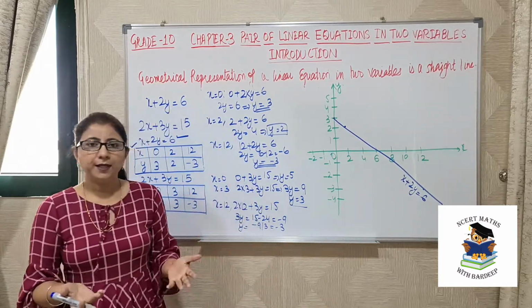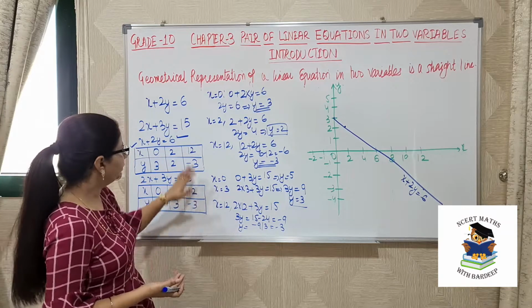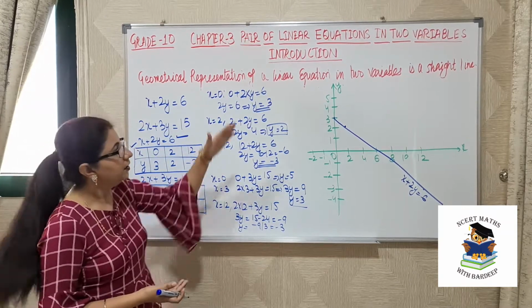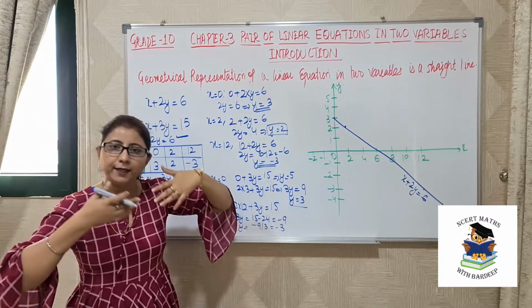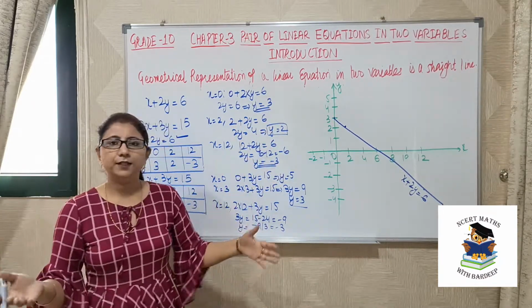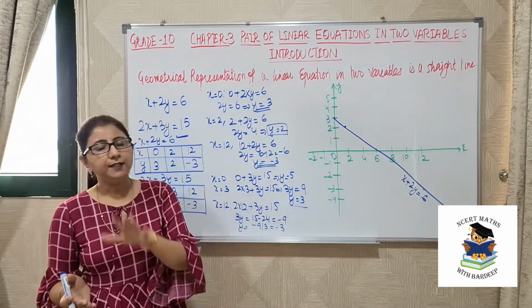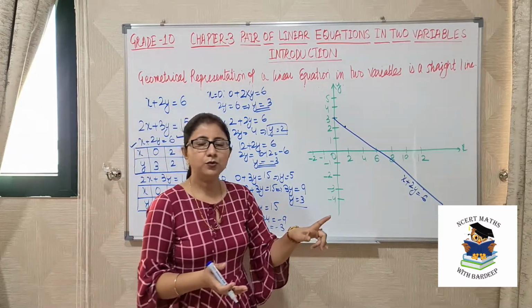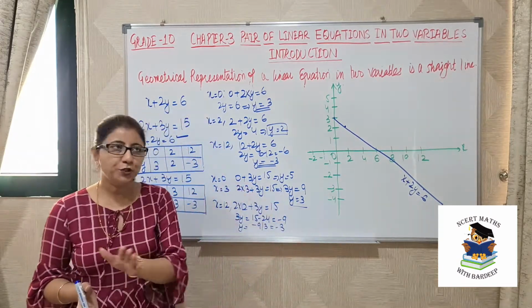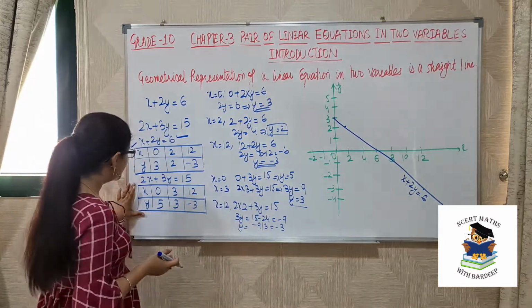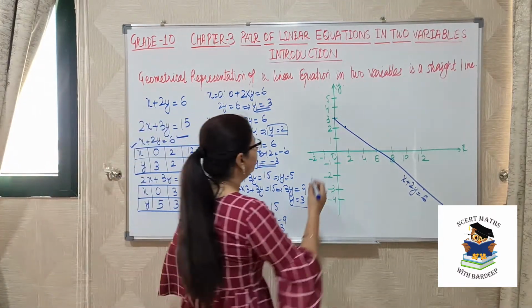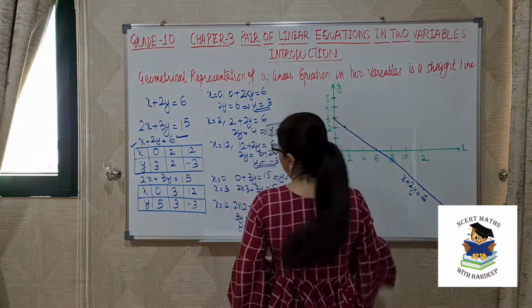But sometimes it may happen that you won't be able to get the same point in your table. So we will make the graph and then produce the lines further, or extend them further, and see where they will intersect. The intersection point of those two lines will be the solution of your pair of linear equations. So let's first plot this. The first point is 0, 5.